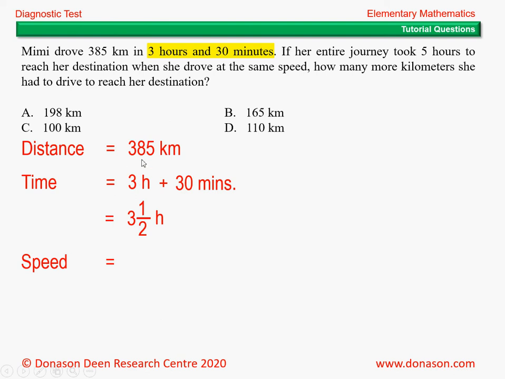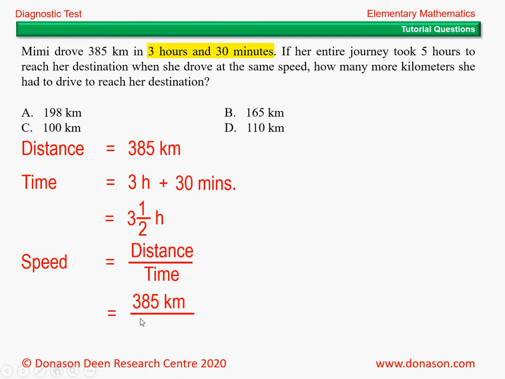So she managed to drive 385 kilometers in a time of 3.5 hours. So we would like to find the speed, that is, in 1 hour, what would be the distance that she could travel or she could reach. So distance, if we're going to divide that by time, that will give us the distance per unit time, which is what we call speed, or distance in 1 hour.